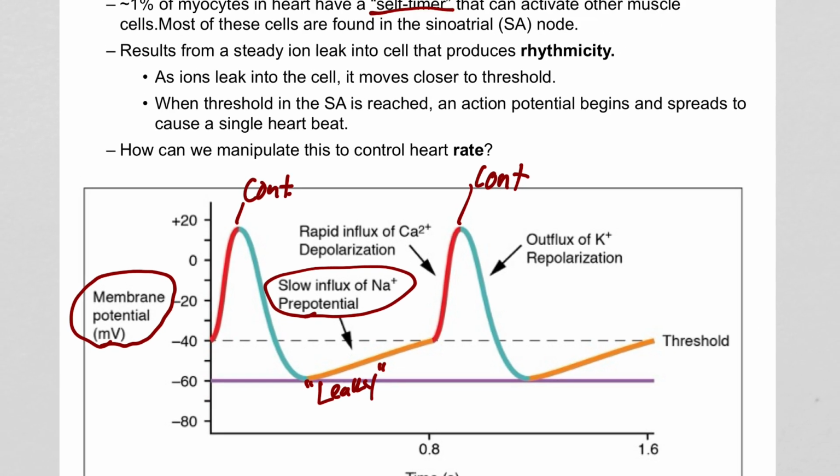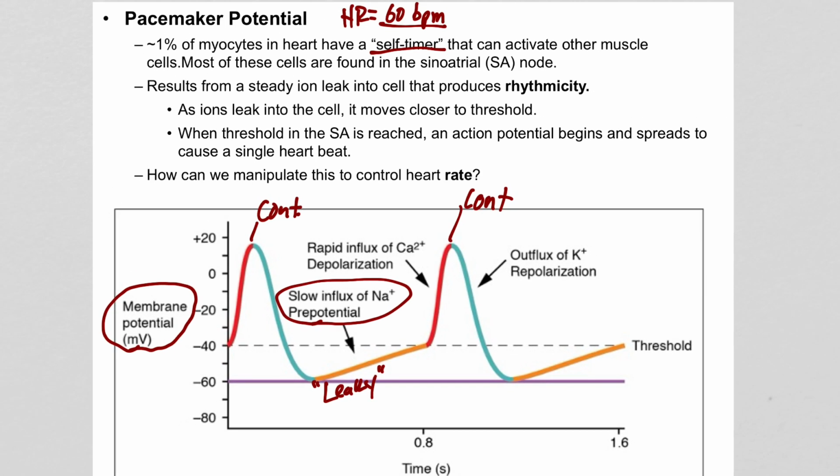Leaky meaning, I think of it kind of like an hourglass. When you turn an hourglass upside down, the sand leaks through and you use it like a timer. These leaky channels are leaking sodium, right? And the positively charged sodium is making you go up toward threshold. And when you hit threshold, boom, action potential, right? But you immediately repolarize back down and start the leaking process all over again.